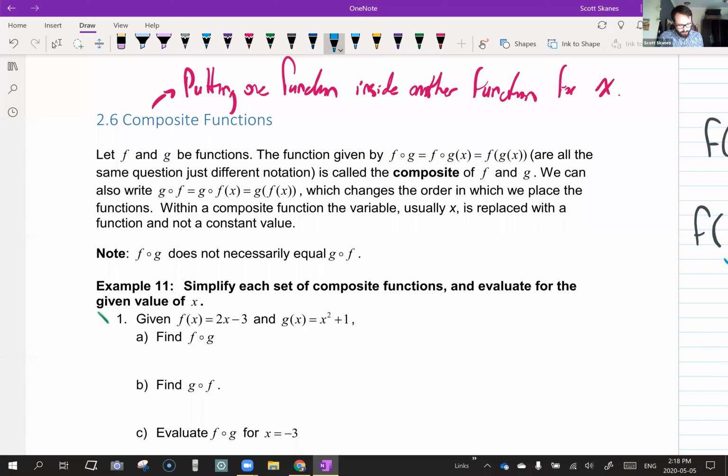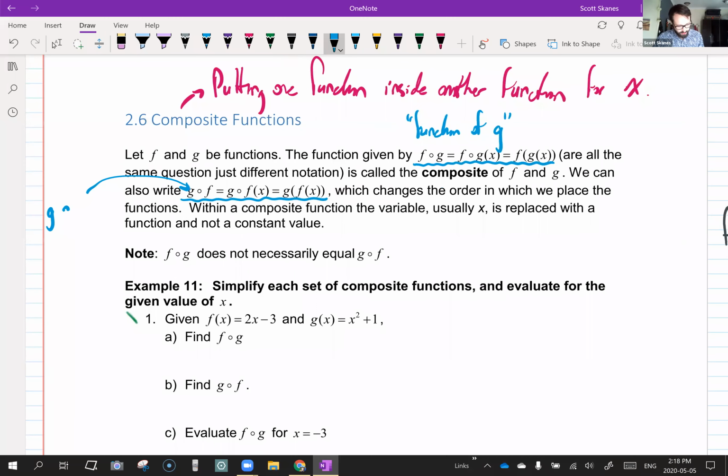The other thing I wanted to mention is that we've already talked about f of x, function of an x value. Now we have f of g, which is function of another function. We sometimes call it f of g because f is a function and g is inside. If it's written the other way, we can put f in g and call it g of f, function of f.